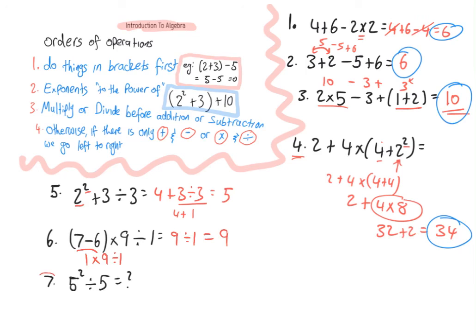And finally, the last question, we've got 5 to the power of 2 divided by 5. We do not have any brackets, but we do have to the power of. And then we've got division following after. Nice and easy. 5 to the power of 2 is 25. And then divided by 5. If you put that in a calculator, you will end up with 5. So these are the answers.